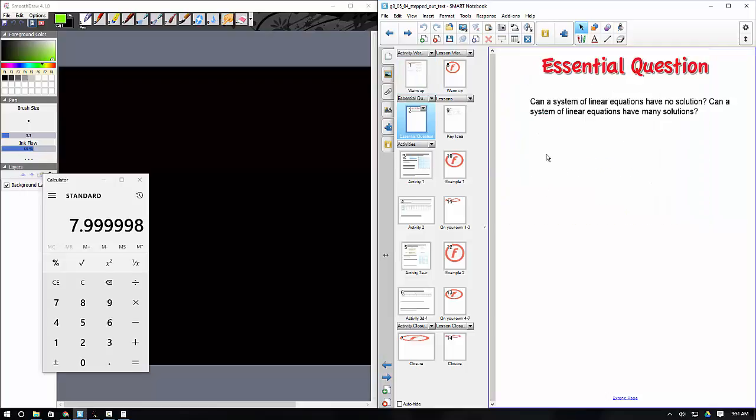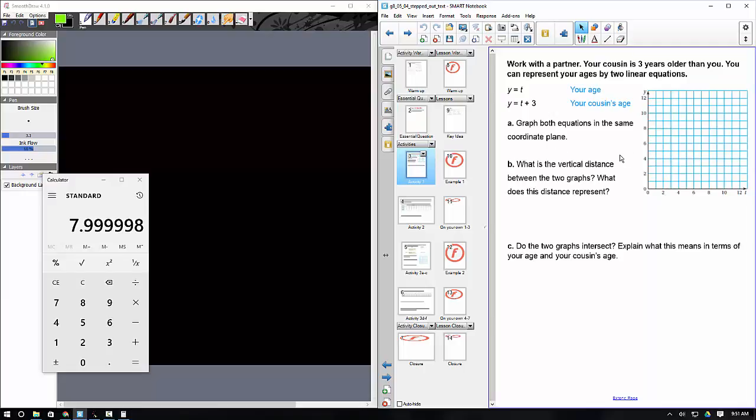So can a system of linear equations have no solution? And can a system of equations have many solutions? That's what we're going to figure out right now through this lesson. So the very first thing we want you to do is take a look at this right here and graph both equations. So I have t and then t plus 3. Basically they'll be the same exact line. It's just one will have a starting point of 3, the other one will have a starting point of t.